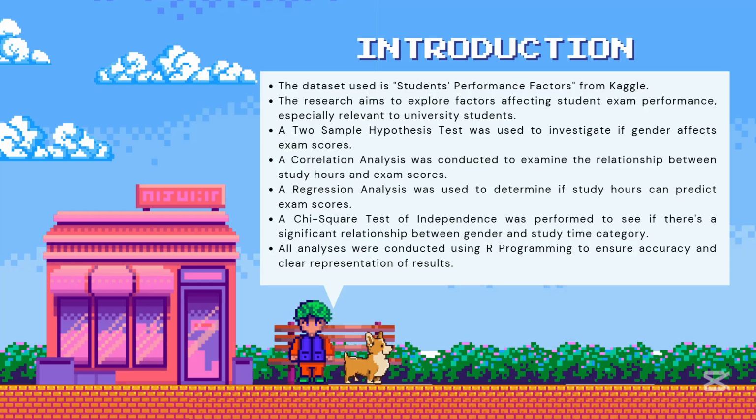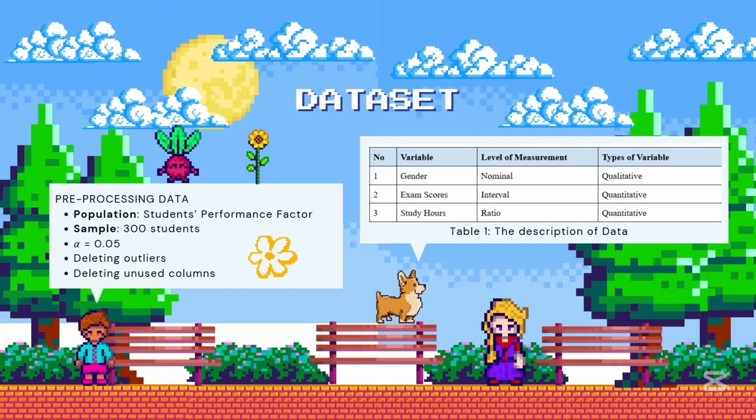Last but not least, we also use a chi-square test of independence in order to see if there's any significant relationship between gender and study time category. All of these analyses and tests were conducted using R programming that we have learned in the previous class to ensure accuracy and clear representation of the results. Now let us move to our dataset.